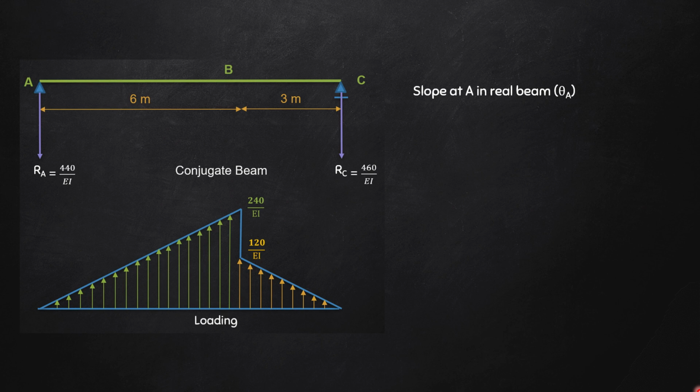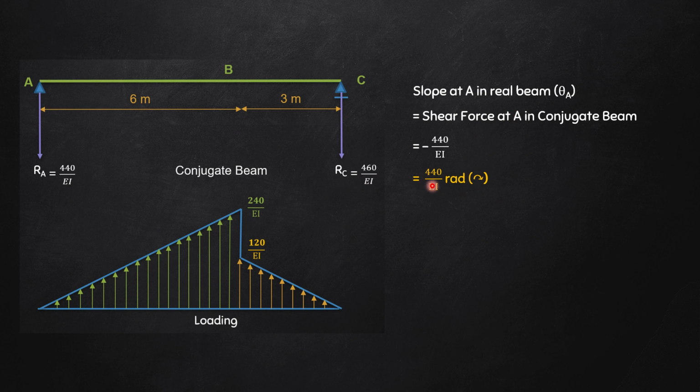Okay, so what was the first thing that was asked? To find out the slope at A in the real beam, that is theta A. What is that in the conjugate beam? It is nothing but the shear force at A in the conjugate beam. Now, what is the sign convention for shear force? Left of section, downward force, positive. So here at A I have only one downward force, that is 440 divided by EI. Nothing else needs to be considered. So directly I can write this as minus 440 divided by EI. And since this has come out to be minus, as per the sign convention of the conjugate beam method, the rotation at A will be clockwise.